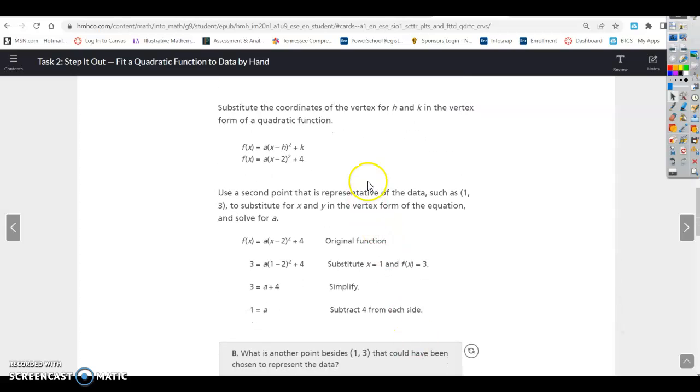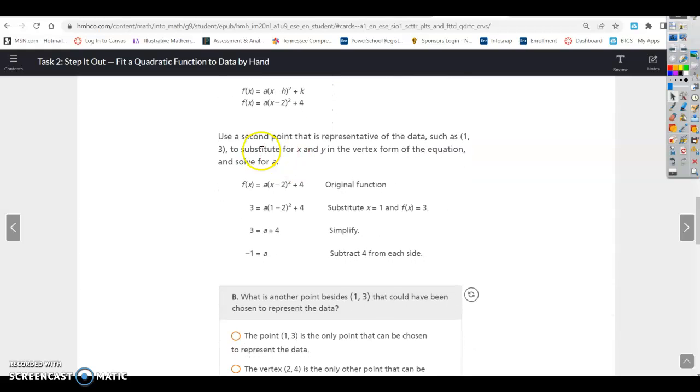Substitute the coordinates of the vertex for h and k in vertex form of a quadratic function. All right, so we know that y equals a times (x minus h) squared plus k is vertex form. And if we plug in (2, 4), that gives us f of x equals a times (x minus 2) squared plus 4. So this represents (2, 4) as the vertex.